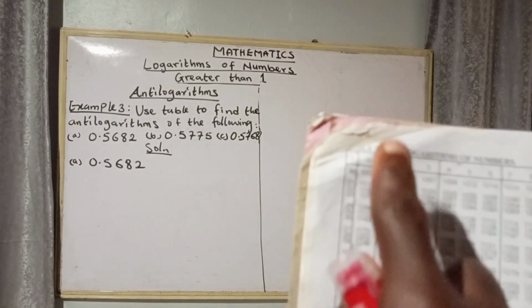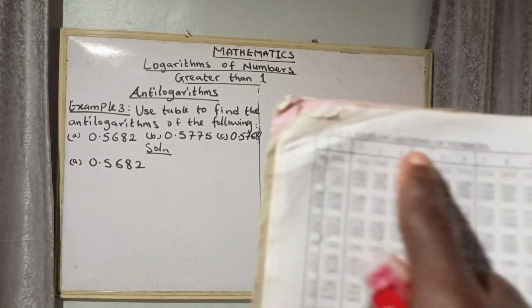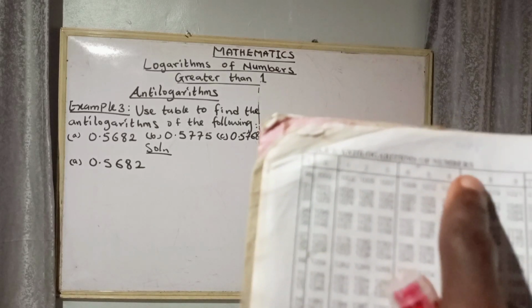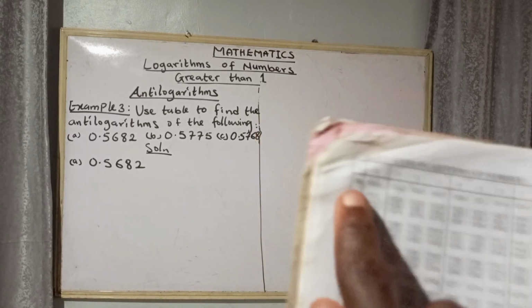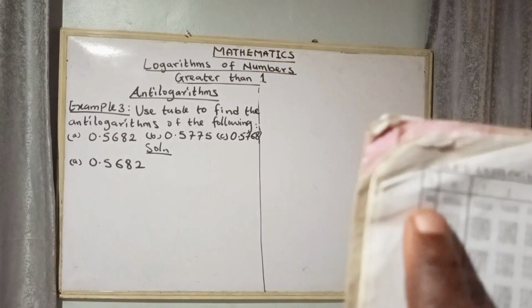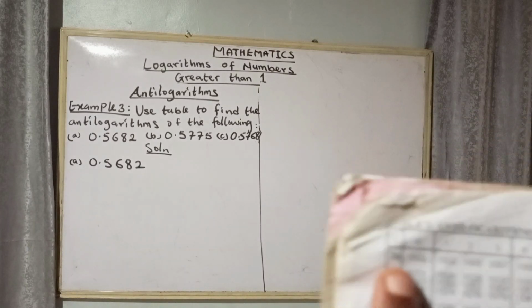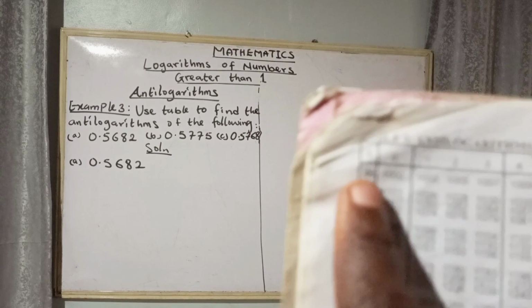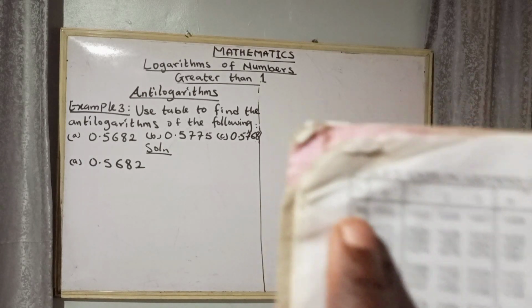If you check this, we have anti-logarithms of numbers here. You can see it starts with 0.00, and so on like that. 0.00 up there, 0.01, 0.02, and so on. Unlike logarithm that started with 10, but this one is 0 point.